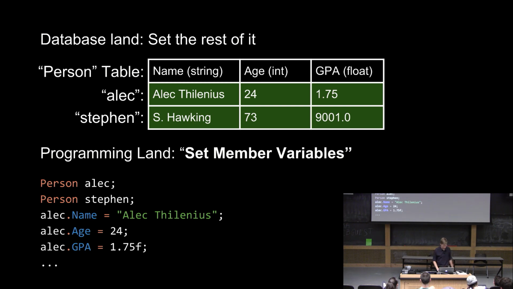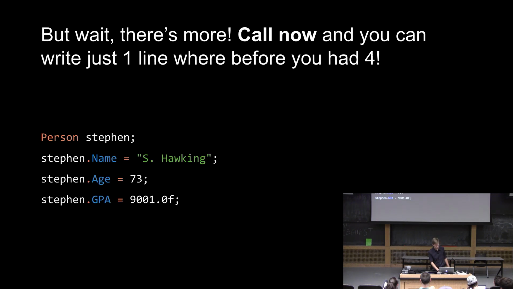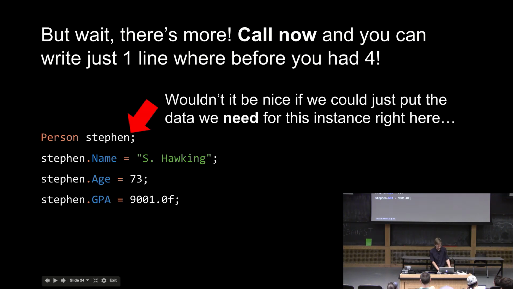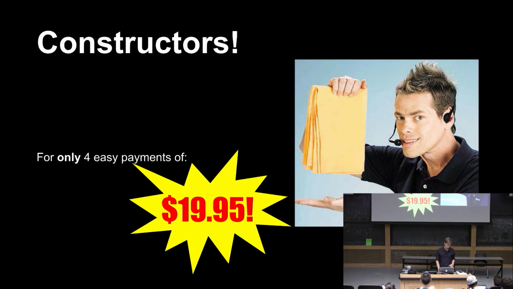And there's a whole bunch of lines of code here that I don't think I need, because I'm going to have to type this in every single time. So here's my sales pitch. You can take these 4 lines of code, and you can turn them into 1. The way I would like to do that is just to pass in the data that is needed for this object right there where the arrow is. And if you call now, you can get this too. They're called constructors. You guys have seen these.